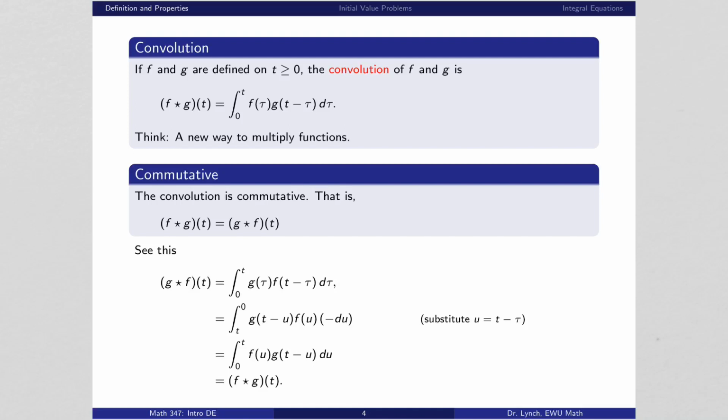The u substitution here takes us from g of tau to g of t minus u, and it takes us from f of t minus tau to f of u. Of course, there's a factor of minus du, and the limits are backward. So switching those limits, we end up with exactly the definition of f star g. So g star f is f star g. That's a reassuring fact about this convolution.